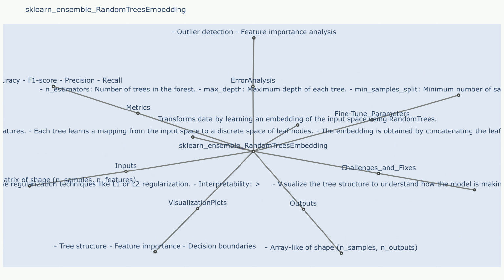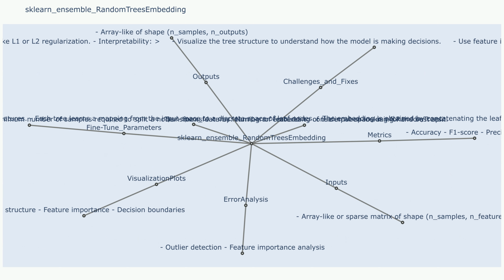Outputs. Output 1: X_transformed. This is the transformed data, which is a sparse matrix of shape (n_samples, n_outputs), where n_outputs is the number of leaf nodes in the ensemble of trees. Output 2: y. This is the target variable, which is only returned if the sparse_output parameter is set to False. It is the same as the input y.